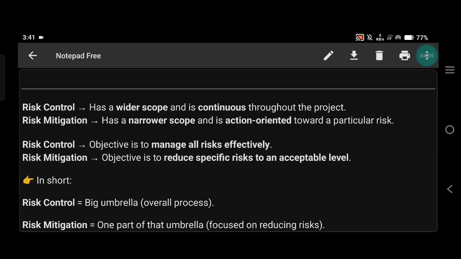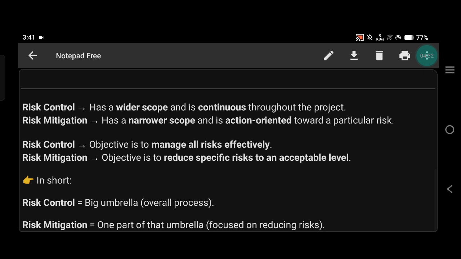Risk control's objective is to manage all risk effectively. Then risk mitigation's objective is to reduce specific risk to an acceptable level. Risk control aims to manage all risk effectively, while risk mitigation aims to reduce specific risk to an acceptable level.